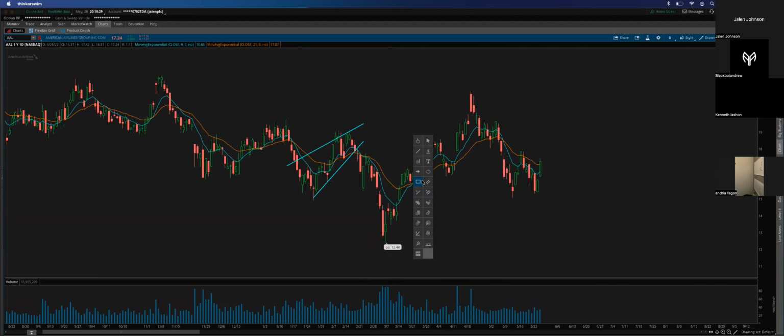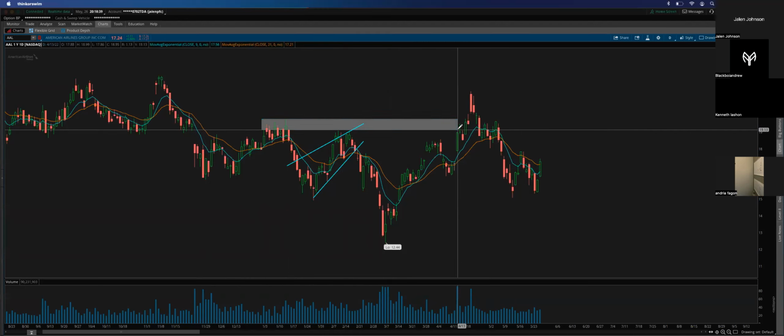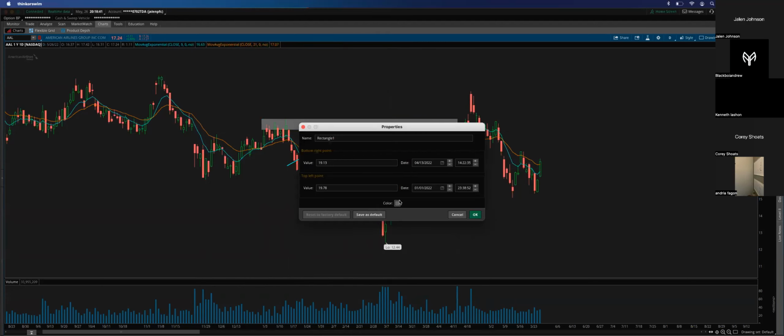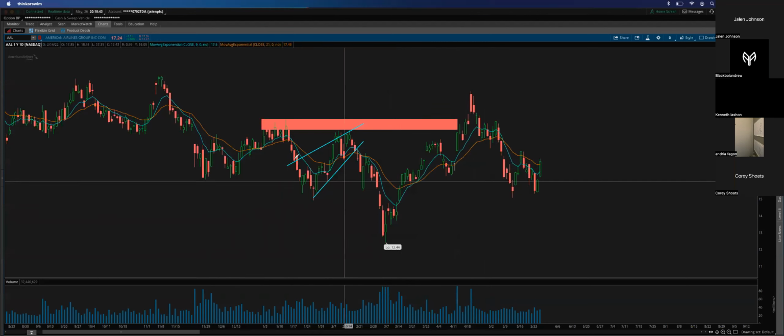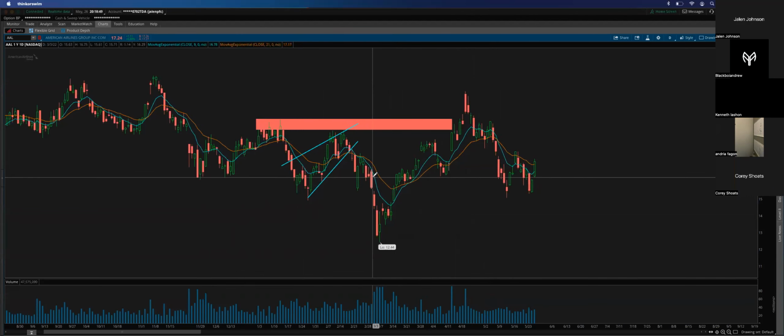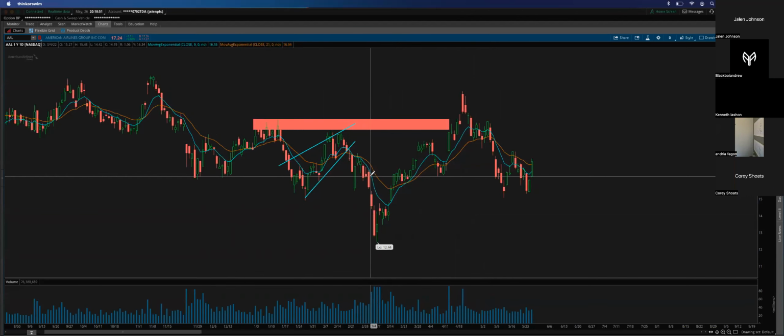And look what we have. Let's go ahead and draw our resistance level. Draw it. We have our supply zone. So this one was into a supply zone. As you can see, we hit this zone, sold off, hit this zone again, sold off again. So any questions about rising wedges? Like I said, I hate this damn pattern, but any questions about this?